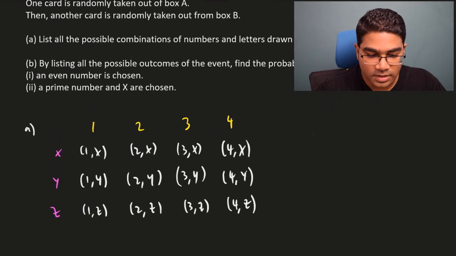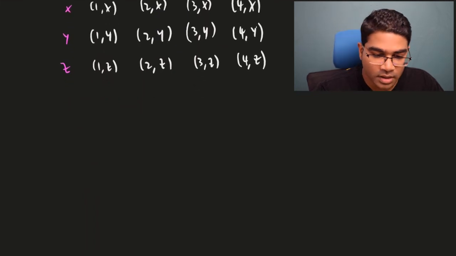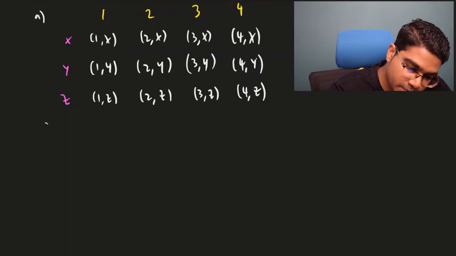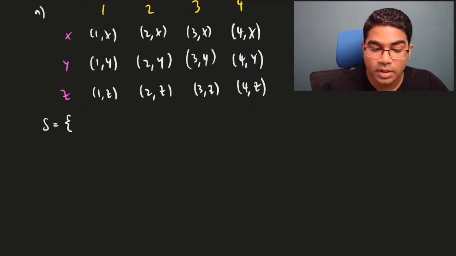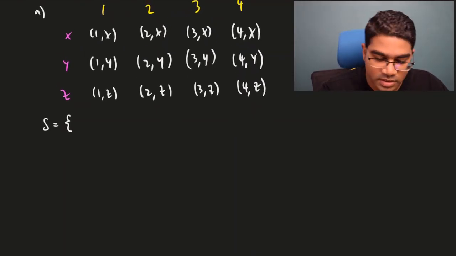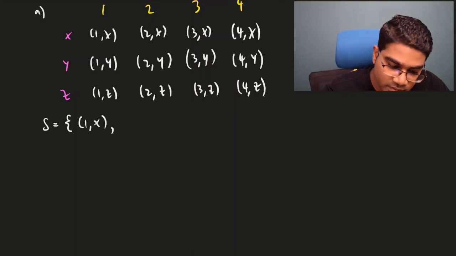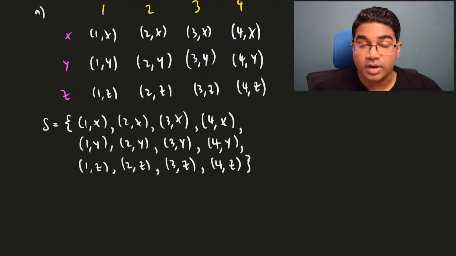Now when the question asks us to list all the possible combinations, we should write it in set notation. So we write the sample space S equals, since we are using set notation, we need to use our curly bracket. Now all you have to do is list all this down. So this is 1x, comma, and then you go on and list everything else. So this is what it should look like. Your sample space is equal to all 12 outcomes.